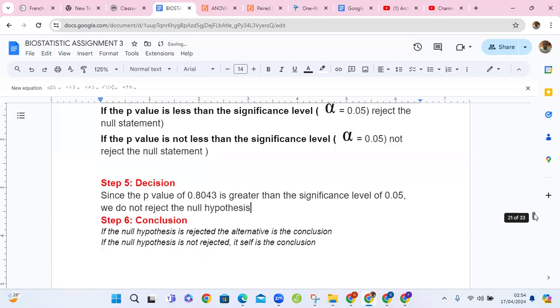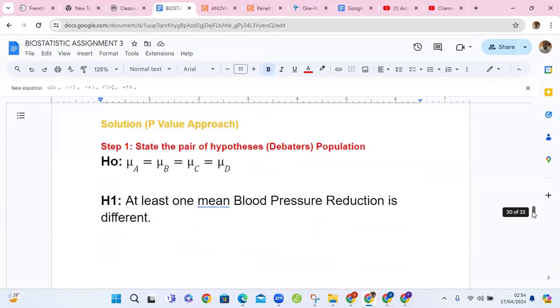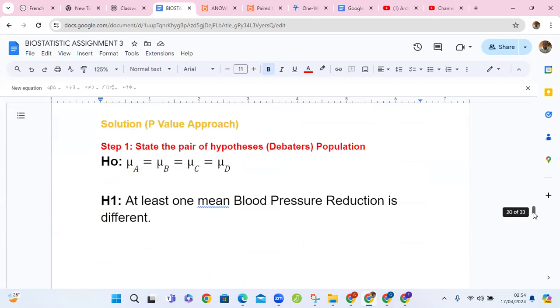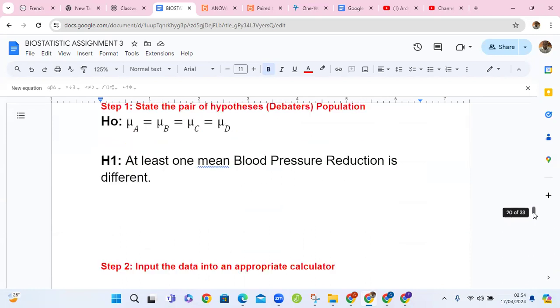hypothesis. And conclusion: if the null hypothesis is rejected, then the alternative is the conclusion. But if the null hypothesis is not rejected, itself is the conclusion. So therefore, since we did not reject the null hypothesis, the null hypothesis is the conclusion. And what the null hypothesis is saying is that there's no difference between the mean blood pressure reduction across type of medication.